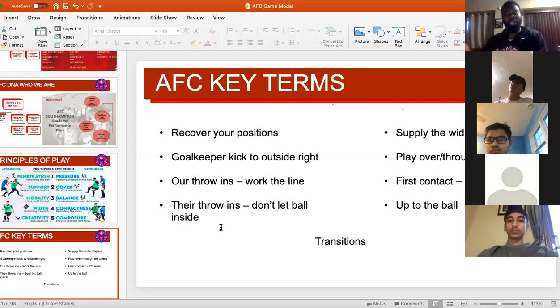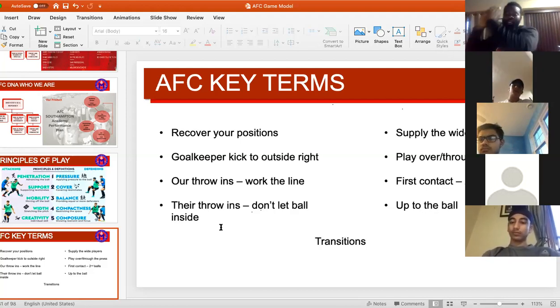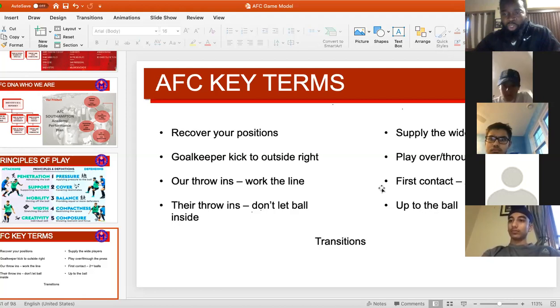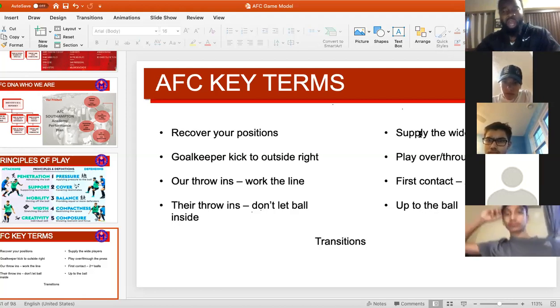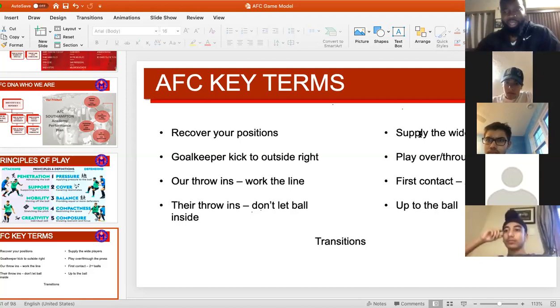Because when we throw it down the line, it's easy for when we make mistakes. It can go out of bounds. But if we throw it inside the field, when we make a mistake, the opposition takes the ball. So we want to throw the ball down the line, right? We want to supply the wide players. So Aiden has the ball, and I say, supply the wide player. That means pass the ball to the wide player. Give the ball to the wide player. Supply them with the ball.